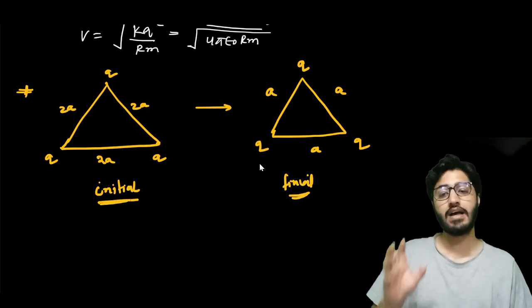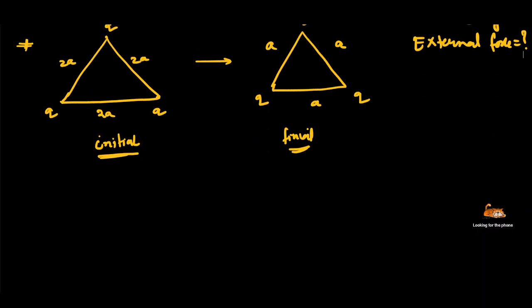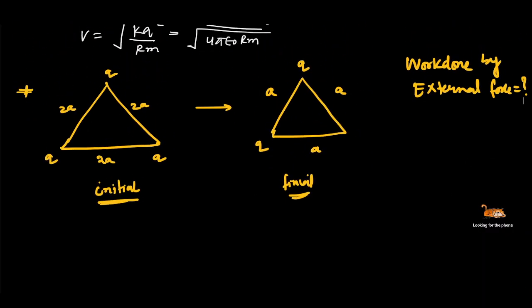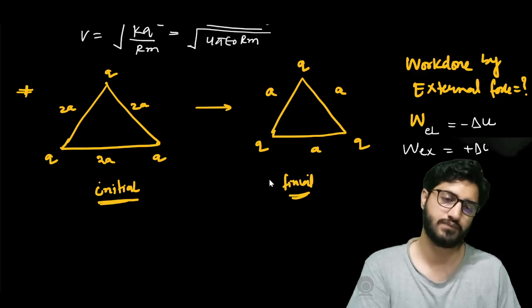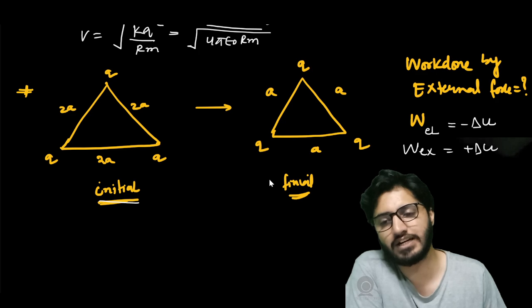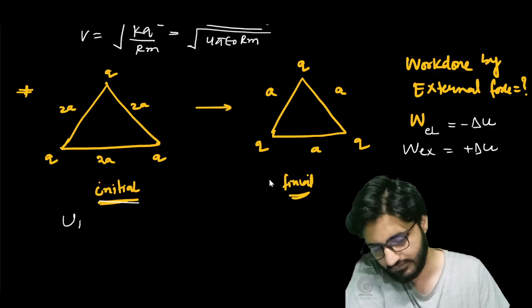So we have to find the amount of work done by external force. One thing that we know now: work done by electric force is equal to minus delta U, and work done by external force is plus delta U. Delta U, look here, it is initial condition. So what is the initial electric potential energy?